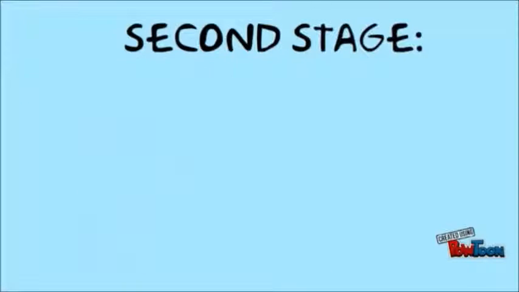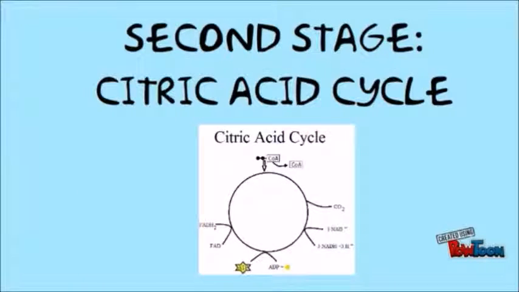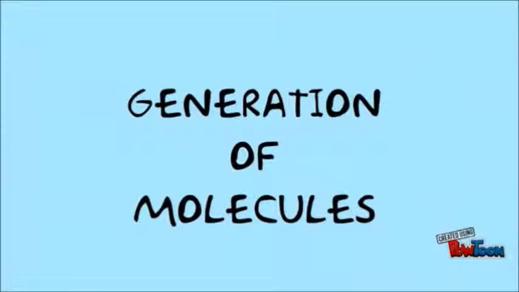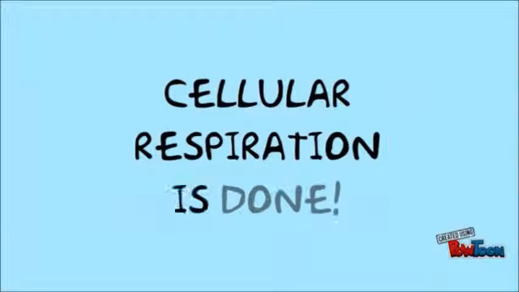Second stage is the products of glycolysis, where the 2 pyruvates are oxidized prior to the citric acid cycle. And the last stage is when the citric acid cycle completes its job of oxidizing organic molecules and generating many NADH and FADH2 molecules. The cellular respiration is done. So there you have it, cellular respiration.